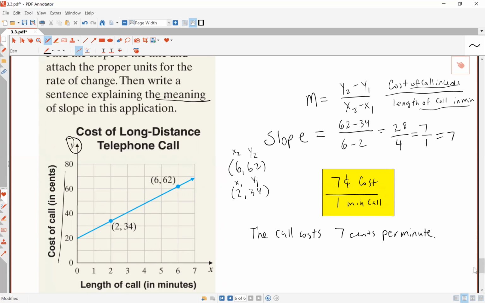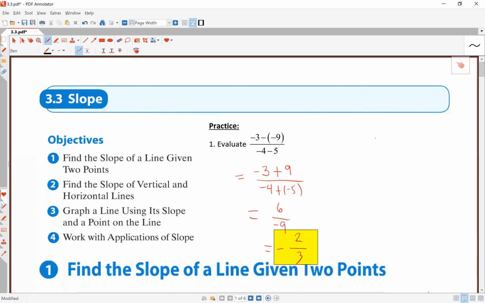This concludes the video for section 3.3, slope. Objective 4, work with applications of slope.